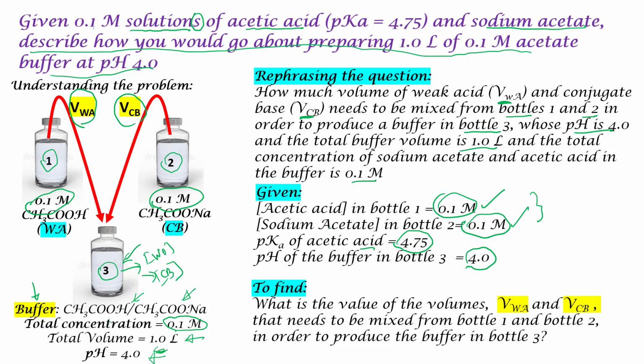So what are we trying to figure out? The goal in this problem is we need to figure out the volume. How much are we taking from bottle 1? How much are we taking from bottle 2 to make the final buffer solution? That's what we're trying to figure out.